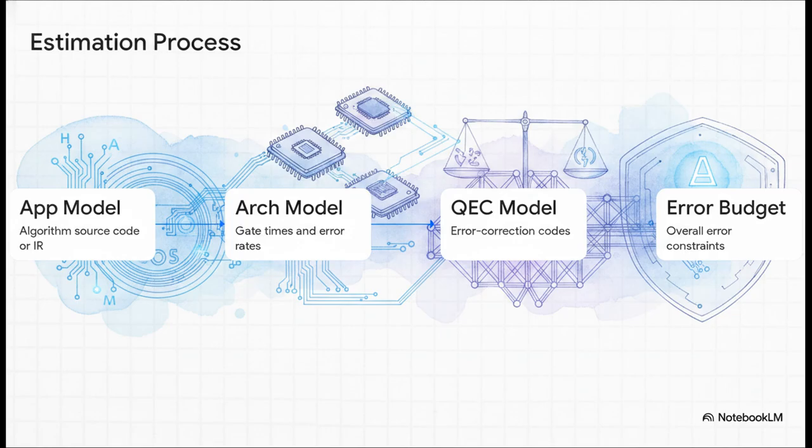First off, they take your application model. That's the actual algorithm source code or intermediate representation. Second, they map that against a physical architecture model, which accounts for real-world gate times and physical error rates. Third, they apply a quantum error correction and distillation model. And finally, they measure all of this against your overall error budget. This entire process determines if your algorithm is actually physically plausible to run in the real world.